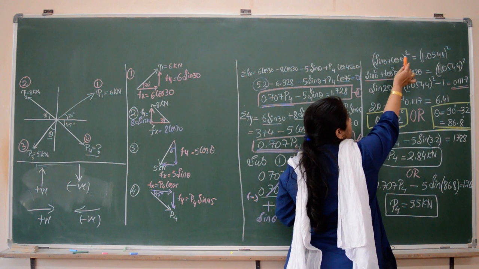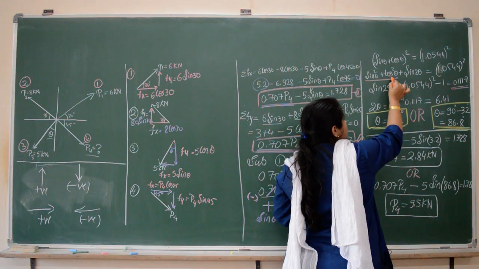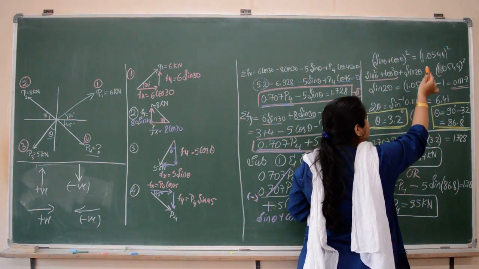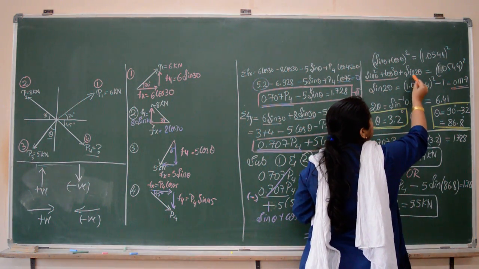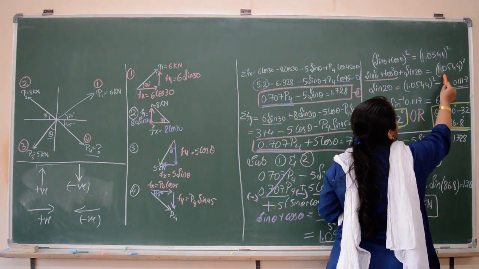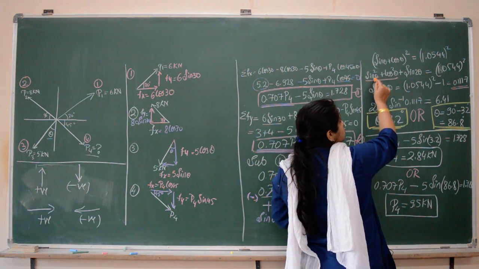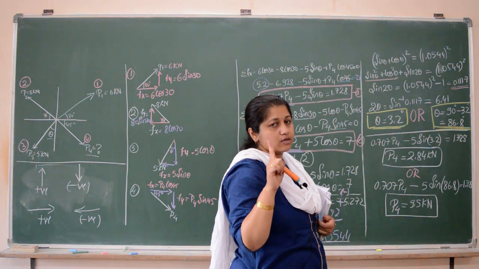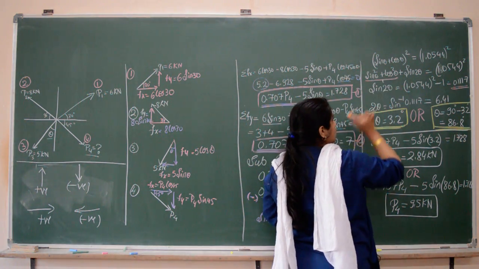Therefore, a plus b whole square is a square plus b square, that is sin theta the whole square plus cos theta the whole square, plus 2 times sin theta cos theta. I have directly written it as sin 2 theta, equals 1.0544 the whole square. Now students, sin square theta plus cos square theta is nothing but 1. It's basic, you need to recall it. This value equals 1.